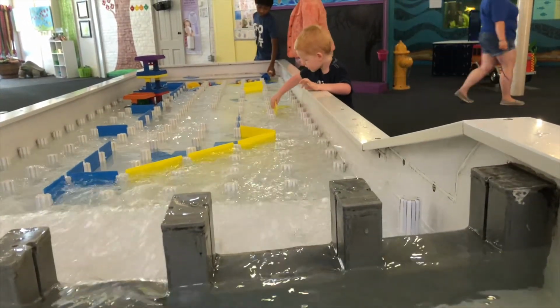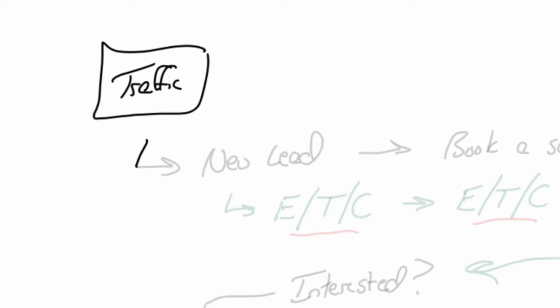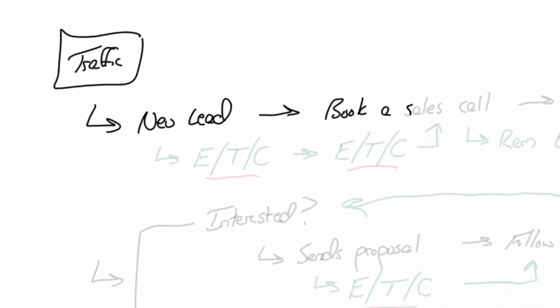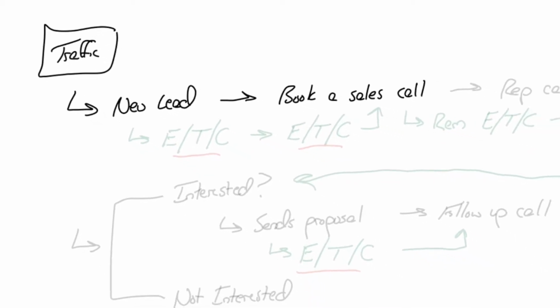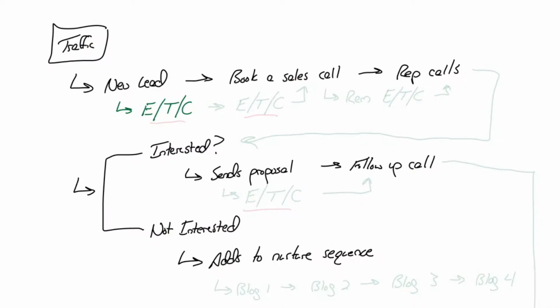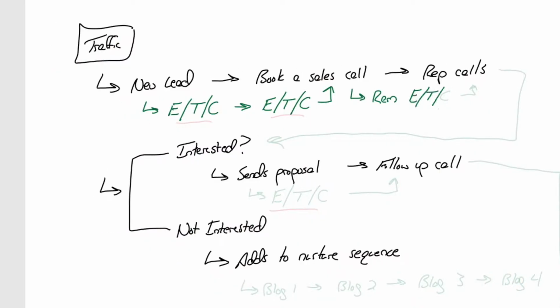So in just talking through this macro and micro level campaign layout, imagine you have traffic. Traffic comes in and a new lead gets added to your email list. So that new lead, then we want them to book a sales call, and then the rep actually calls them. So the micro level of that, there's going to be emails, there's going to be texts, there's going to be calls that need to go out.